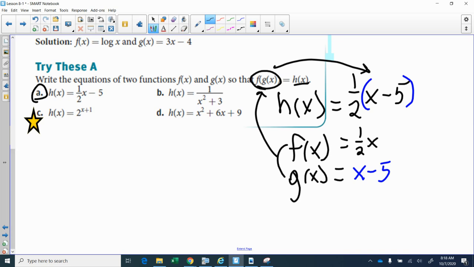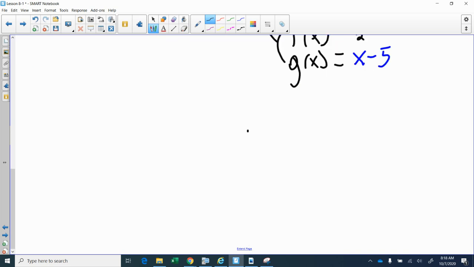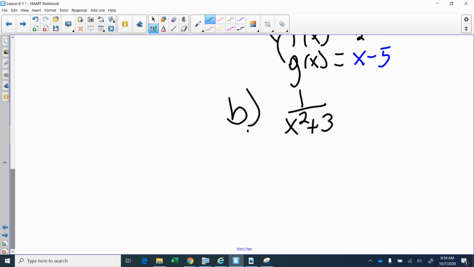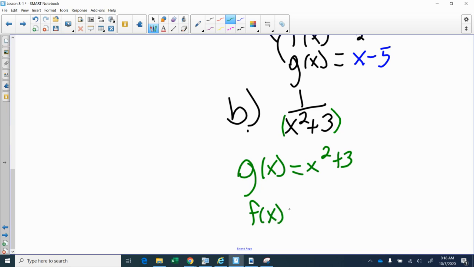If I continue with another one of these, let's say we looked at letter B. Letter B is 1/x squared plus 3. Well, same thing. I want to look at this as two separate functions. Think about how you have this whole thing on the bottom of that problem. So I can pretty much assume that g of x has to be that value that's sitting on the bottom there. While f of x, the original that I plugged the g of x into, is probably this 1/x.